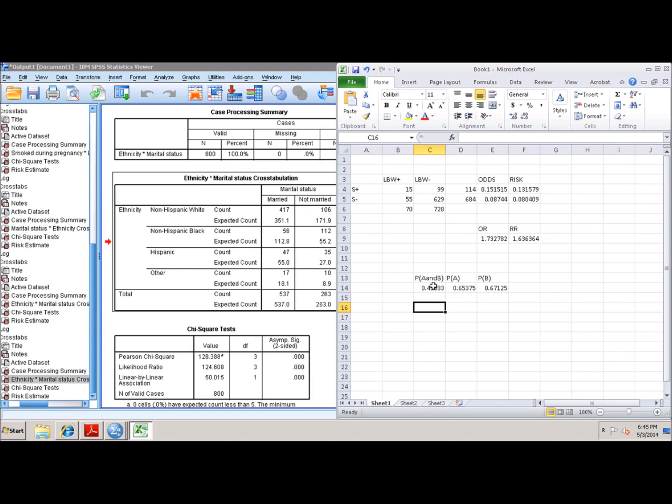Now I want to get a count from this, so I can just take that and multiply it by the total, 800, and we see here 351.0638. What we see here in our SPSS output, 351.1, it's rounded off. So that's the expected count. If these two events were in fact independent, that's what the count would be using this probability rule.